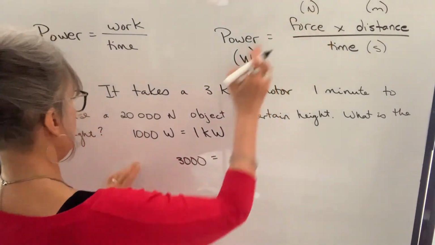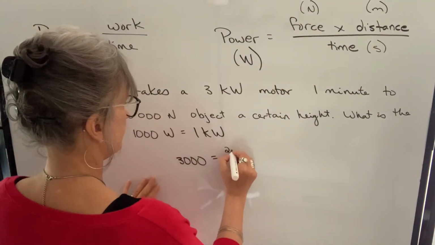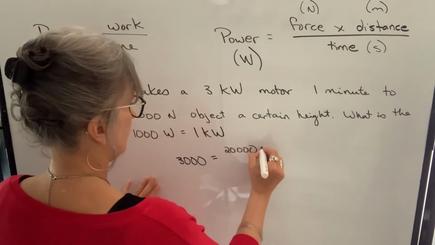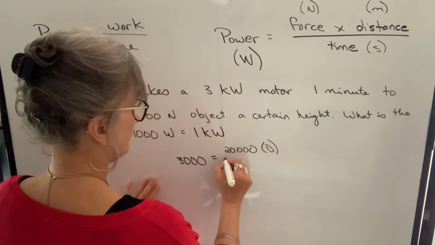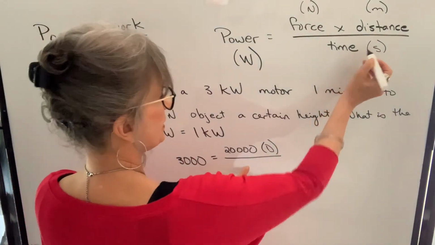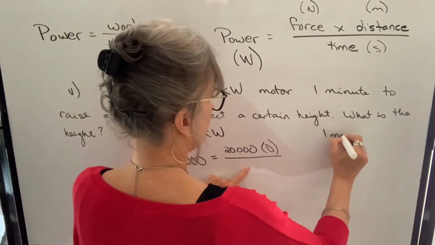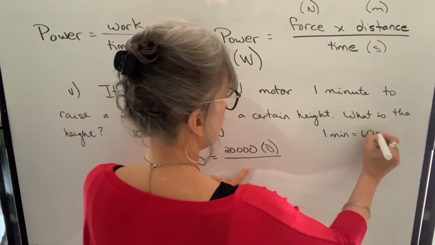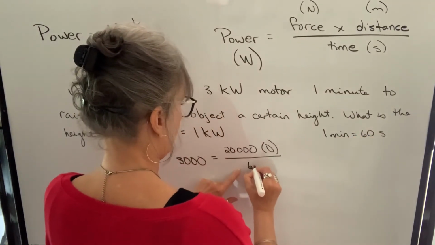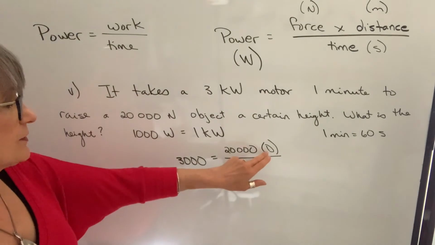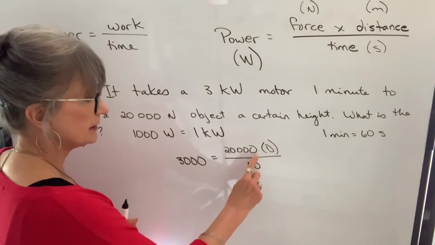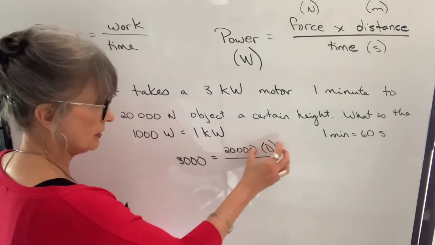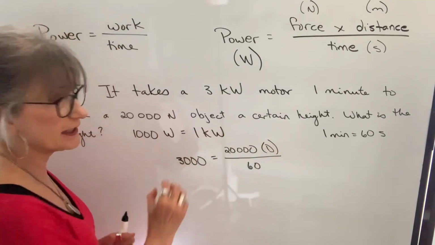The force is in newtons, 20,000. Distance is what we don't know, so I'll call that capital D. Divided by time, which needs to be in seconds. So we're going to write our time in seconds, and then that's what we put into our formula. We want to solve for D. One way that we can do it is take 20,000, divide by 60, and get one number times D, and then divide both sides by that number.